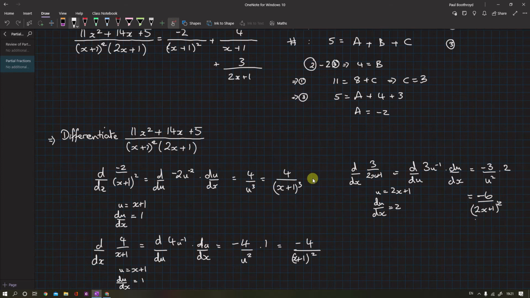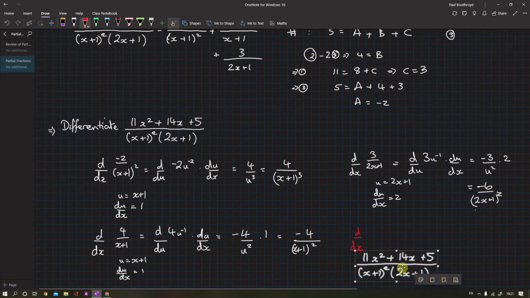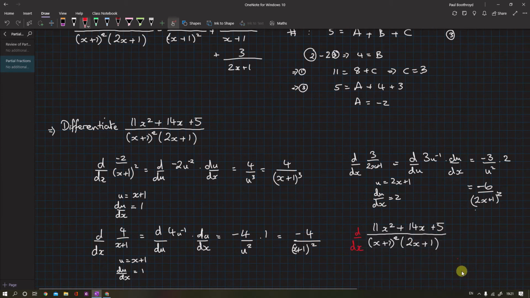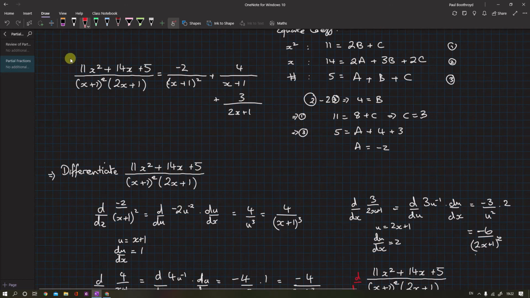So the result of this differentiation I can write out as d/dx of that expression is equal to 4 over (x plus 1) cubed, minus 4 over (x plus 1) squared, minus 6 over (2x plus 1) all squared. So that's one use for it. I'll create some more space and we'll do the integration as well. So I need all of this going forward.